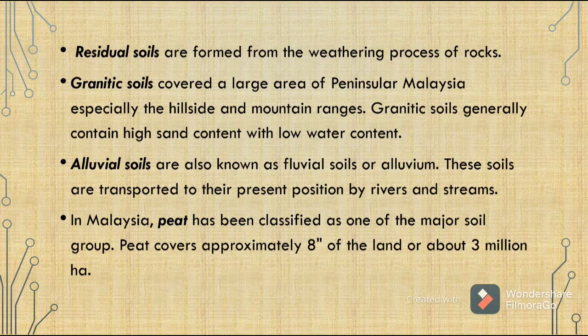Okay, now residual soils are formed from the weathering process of rocks. Granitic soils cover a large area of Peninsular Malaysia, especially the hillsides and mountain ranges. Granitic soils generally contain high sand content with low water content. Alluvial soils are also known as fluvial soils or alluvium. These soils are transported to their present position by rivers and streams. In Malaysia, peat has been classified as one of the major soil groups. Peat covers approximately 3 million hectares.